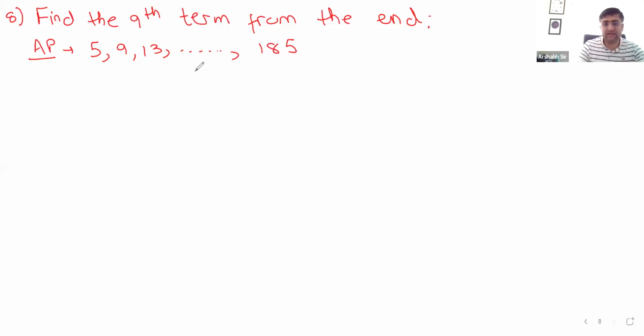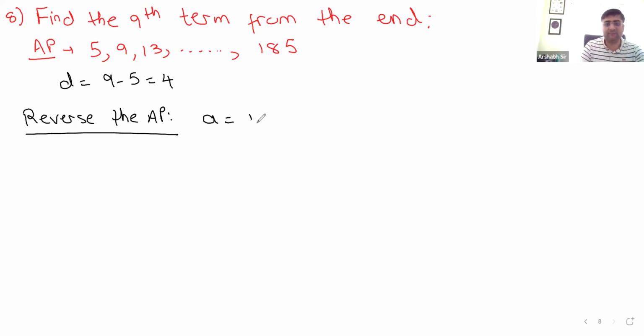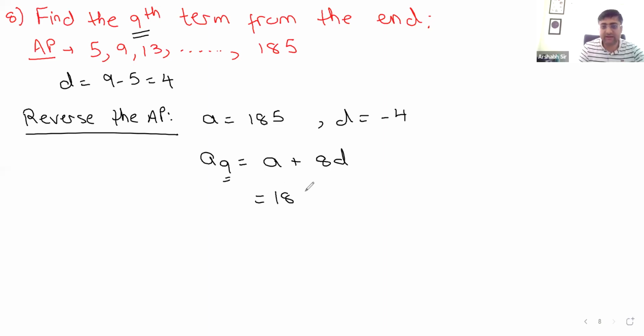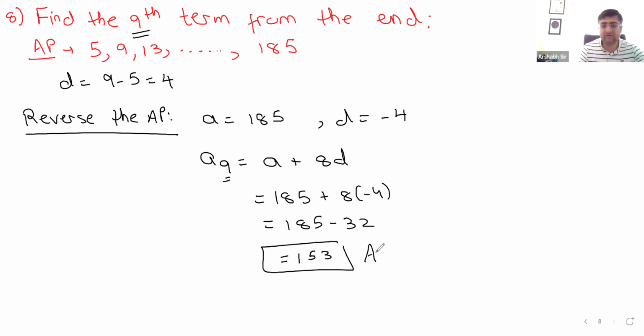So like I told you, when we are reversing an AP, पहले आप इस AP का common difference निकाल लो. The common difference for this AP is 9 minus 5, 4. Now when we reverse the AP, the first term becomes the last term, and the common difference, multiply this with -1, so -4. Now we want the 9th term. So 9th term of an AP क्या होता है? Any term of the AP is first term plus इससे 1 reduce करो into d, 8d. So we have 185 plus 8 times -4. That is 185 minus 32. That is 153. This over here is the answer.